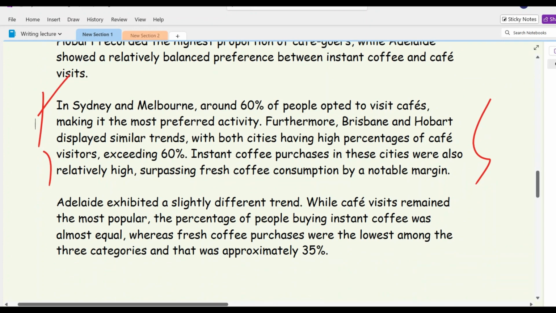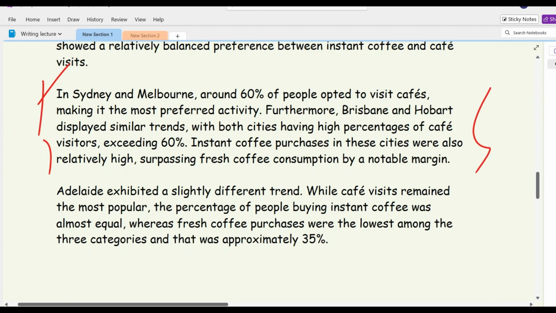Now we'll see the second body paragraph or the last body paragraph. So in the second body paragraph, we'll say Adelaide exhibited a slightly different trend. You remember we said about Adelaide in the exception part, so we are putting it in here. While cafe visits remained the most popular, the percentage of people buying instant coffee was almost equal, whereas fresh coffee purchases were the lowest among the three categories, and that was approximately 37%.